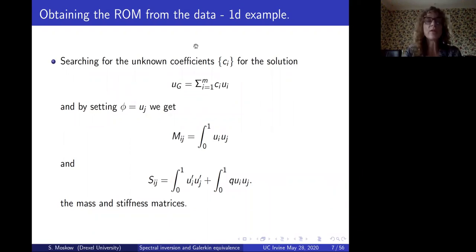So when you do Galerkin, you search for the unknown coefficients. You just write the solution as a linear combination, and then by setting the test functions equal to the basis functions, we get the mass and stiffness matrices. I know this is something everybody knows, but just to get the notation down. We'll call them M and S, and of course they're given by these formulas, which just come from the variational problem.